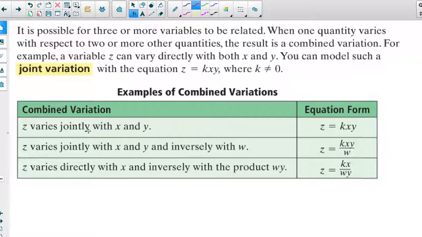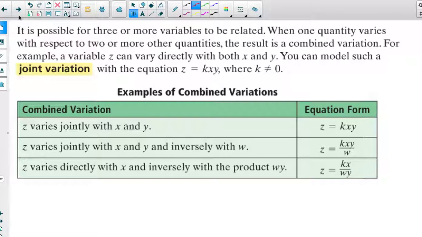So the first one we've discussed. Second one, z varies jointly with x and y and inversely with w. So it did go in order. Jointly with x and y, so those are being multiplied. Inversely with w, so that means you're dividing. The w is going to be in the denominator. It's the inverse. Z varies directly with x, and then inversely with the product wy, right? So again, you can see how that plays out there.